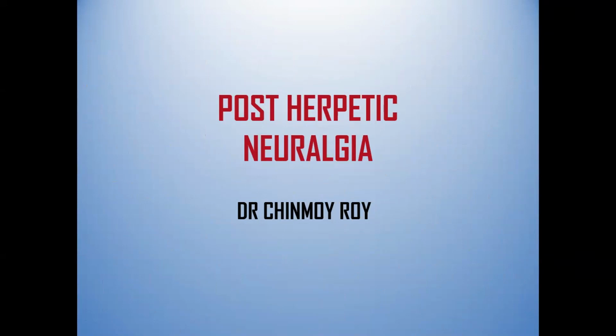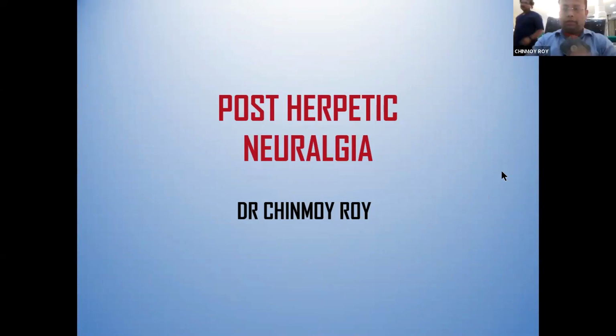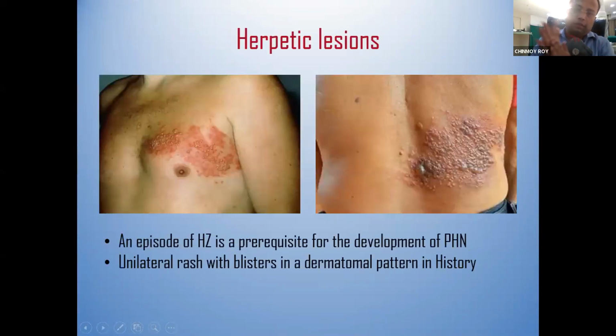So this topic is post-herpetic neuralgia. Okay. So first few things. This is herpetic lesions. These are characteristic herpetic lesions. There should not be any confusion. This type of patient sometimes can come to us. But of course, we are not much interested in treating acute herpes zoster. We are more interested in treating post-herpetic neuralgia.